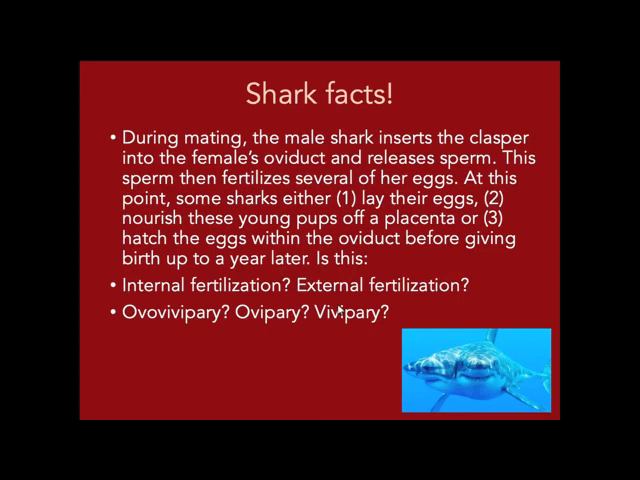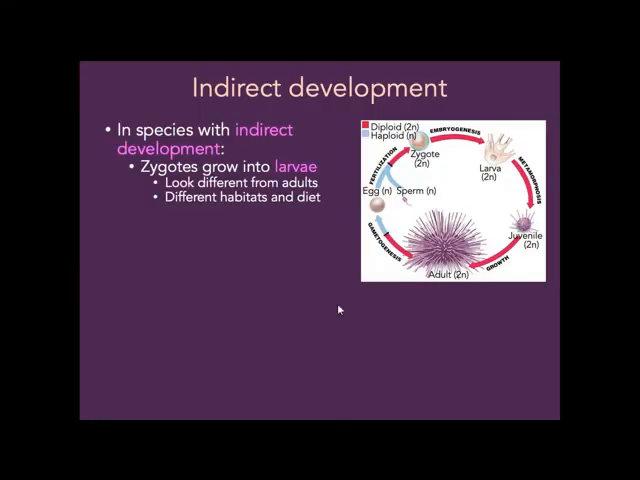All right. In some species, you have indirect development, and that means that instead of the zygotes, the fertilized egg, growing up to be just like little mini adults, they grow into a different form called the larval form. And the larvae will look different from the adults, and they might live in a different habitat than the adults, and they might eat different food than the adults. And then at some point, they will metamorphose into juveniles, and at that stage, they look like little baby adults.